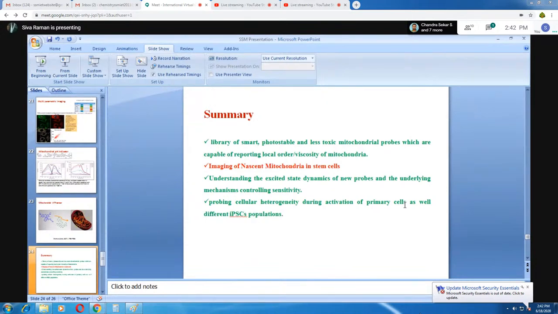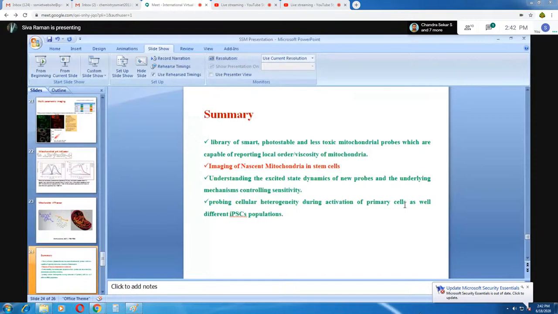It is our idea, and we are going to work on it: mitochondria and their role in long term memory. We can address many questions, such as ADHD, autism spectrum disorders, and many other problems. We can understand how it is happening, and how pain is going on. Then, understanding the excited state dynamics and the underlying mechanisms controlling the sensitivity: why each molecule is behaving this way?